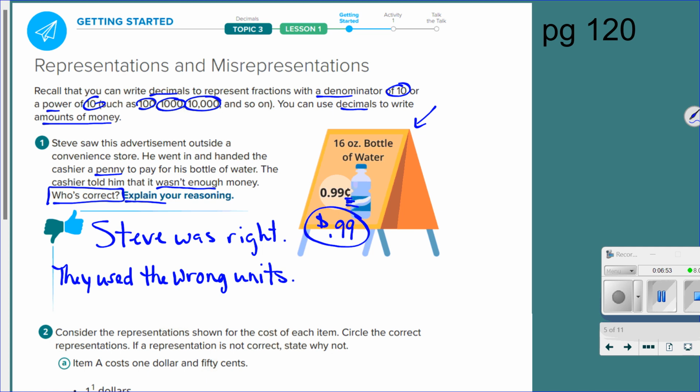You guys remember how we kept talking about how important units are, right? We've stressed that for at least the last month. Right there, just prove it. This right here is exactly what we're talking about. They used the wrong units. They used cents, but we're used to working in dollars. So does everybody understand why Steve was right?